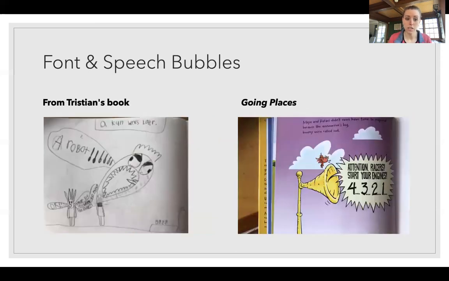Tristan used speech bubbles in his book, and he also changed his font. So notice his character there is saying, "A robot," with a lot of exclamation points. And then in the Going Places book, they have a speech bubble actually coming out of the announcer's big horn that he was using. And the font there is in all capital letters. And notice those numbers, the 4, 3, 2, 1, are bigger than everything else. So you can decide as the author of your book how you want to organize things.